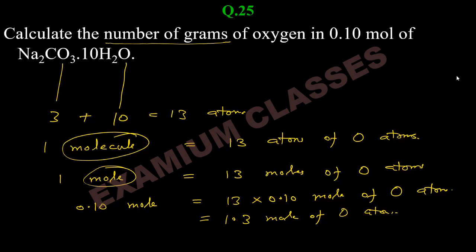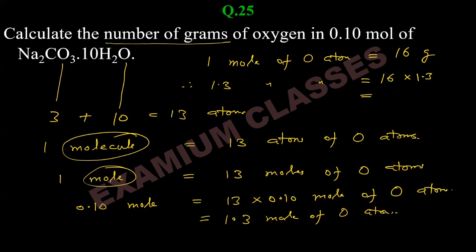So in that case, we would have to calculate the number of moles because gram atoms means number of moles of atoms. But here we need to actually calculate grams, and you know the relationship. 1 mole of oxygen atom is equal to 16 grams because the atomic mass of oxygen is 16. So 1 mole of oxygen atom will be its atomic mass in grams. Hence, 1.3 moles will be equal to 16 into 1.3. 16 ones are 16 plus 4.8, that is 20.8.